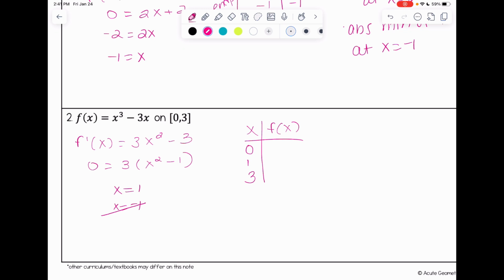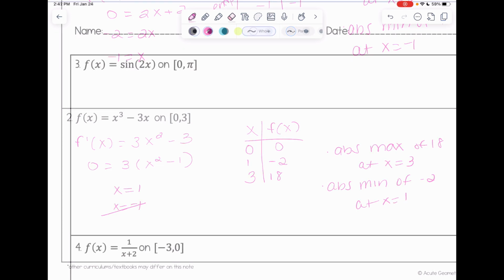When I plug 0 into the original function, I'm going to get back 0. When I plug in 1, I get negative 2. And when I plug in 3, I get 18. So I know that this graph has an absolute max of 18 at x equals 3. And an absolute min of negative 2 at x equals 1.